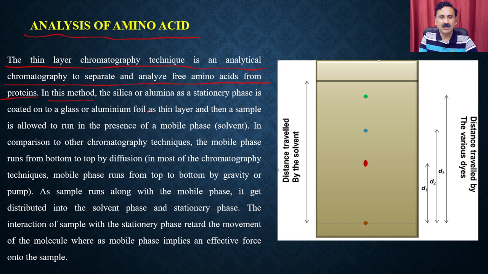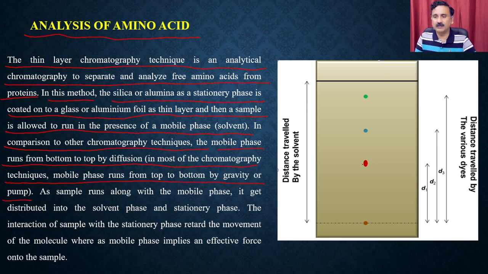In this method, silica or alumina as a stationary phase is coated onto a glass plate or aluminium foil as a thin layer, and then a sample is allowed to run in the presence of the mobile phase. In comparison to other chromatography techniques, the mobile phase runs from the bottom to top by diffusion, whereas in most chromatography techniques, the mobile phase runs from the top to bottom by gravity.